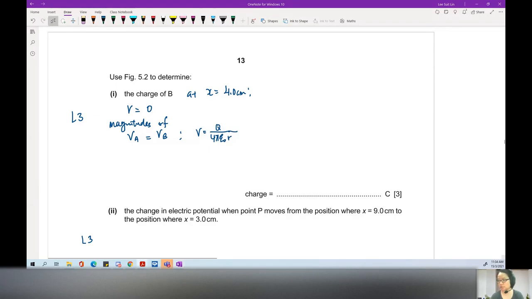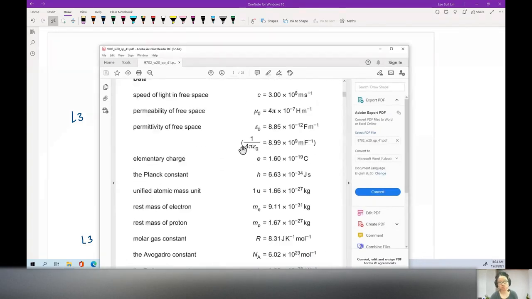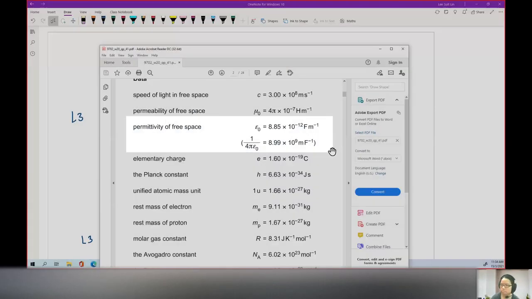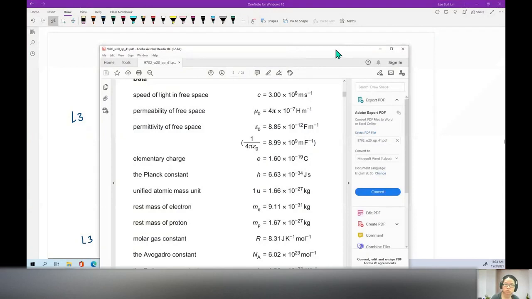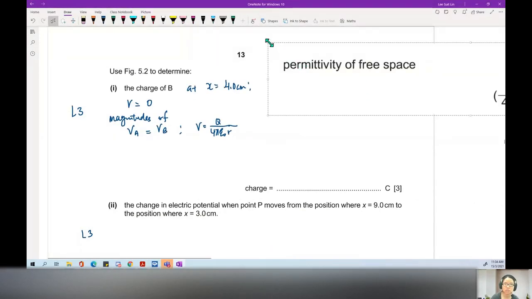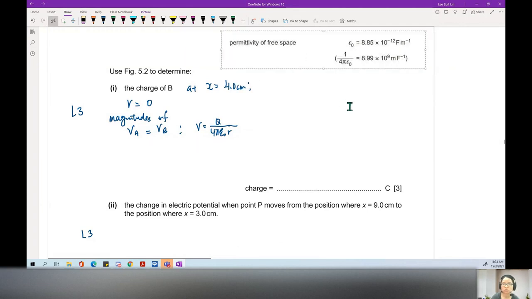When using these constants, do not use the calculator values. Please use the values they give you here, because the calculator will give you too many significant figures, and then your answer may not look like their answer. What will happen in that case is unknown. So I'm just going to use the values that are given to me. Use the data sheet. Don't use the calculator values.